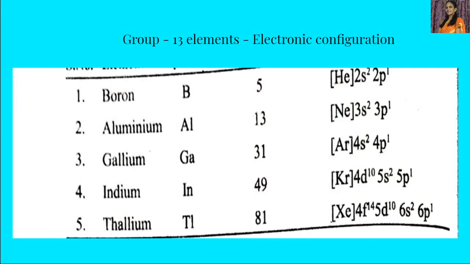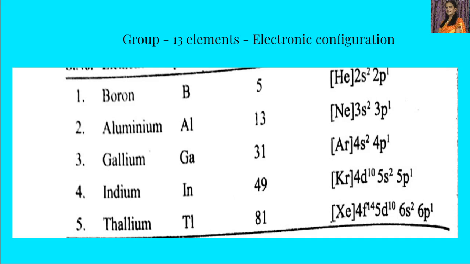The first element is boron, atomic number 5, and its electronic configuration is helium 2s2 2p1. The outer shell is 2s2 2p1, that is ns2 np1. Altogether 5 electrons are present in boron. Now let's consider aluminium, symbol Al, atomic number 13, and electronic configuration neon 3s2 3p1. Neon has 10 electrons, 3s2 makes 12, and 3p1 makes 13. So a total of 13 electrons are present in aluminium.